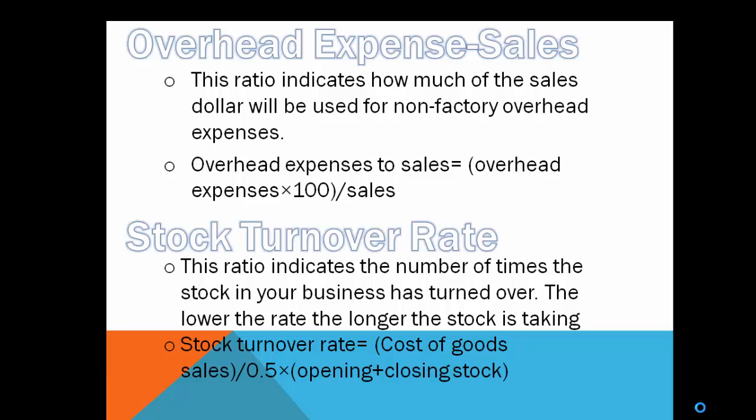Stock turnover rate. This ratio indicates the number of times the stock in your business has turned over. The lower the rate, the longer the stock is taking to turn over, so funds are invested in inventory for a longer period, which has an adverse effect on liquidity. The formula for the stock turnover rate is cost of goods sold divided by 0.5 times the sum of opening and closing stock.